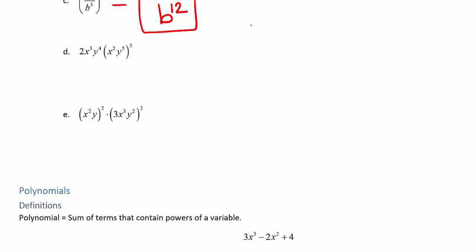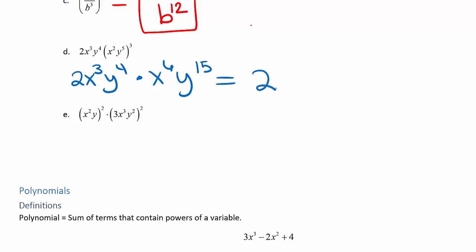So for example, in parts D and E, first thing I would do to simplify is get rid of parentheses. That's my power rule. So I multiplied the exponents, that third power, to get rid of the parentheses. To finish this problem, because it's a product, I'm going to add the exponents. 3 plus 6 is 9, so I have an x to the 9th, and 4 plus 15 is 19, so y to the 19th.